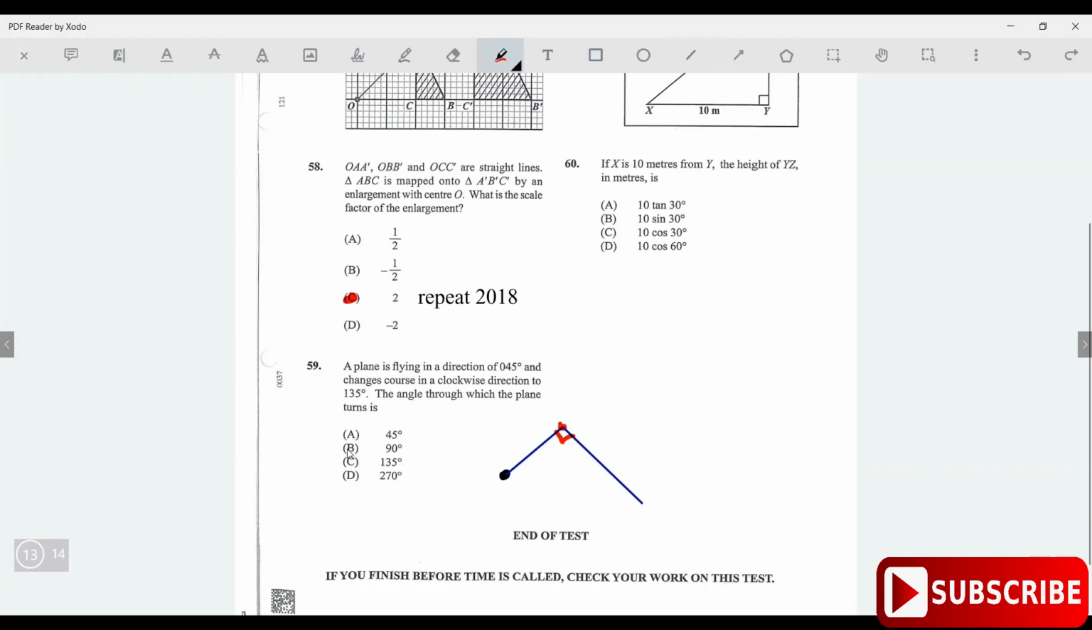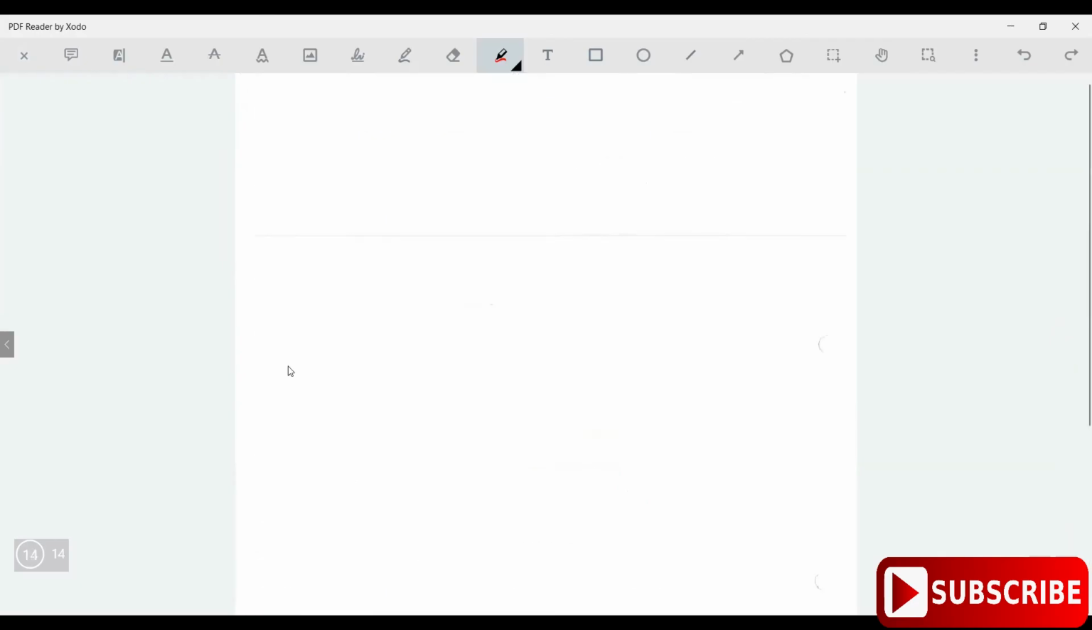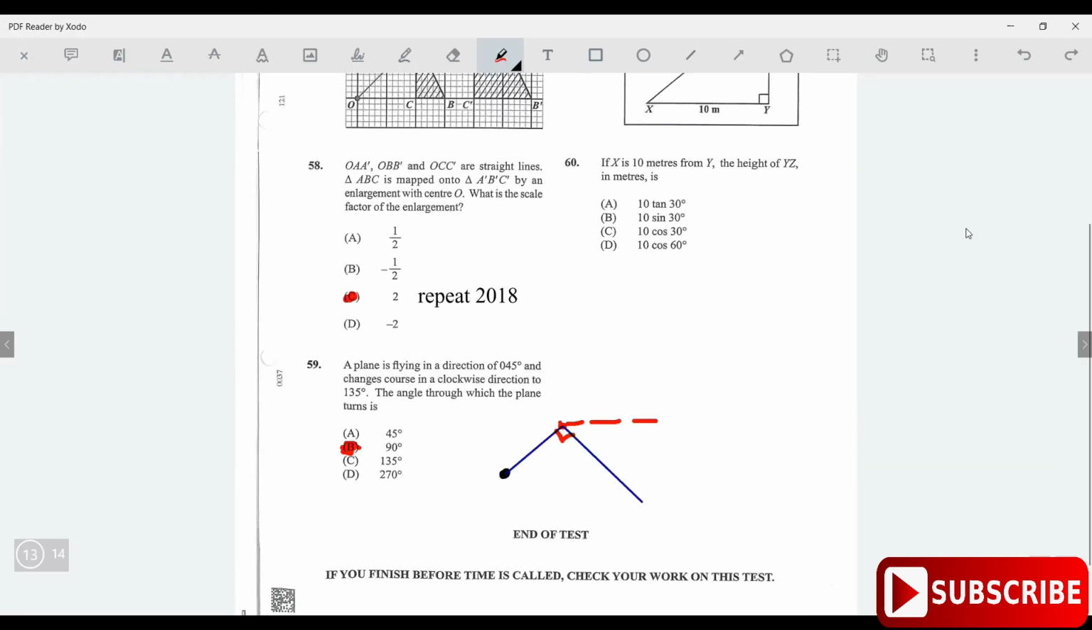Yeah, that's it. Because this is 135. Because if it continued going across, this is 90. Yeah, so the angle through which the plane turns is 90. That's all. Easy. We finish? Okay, one last question.